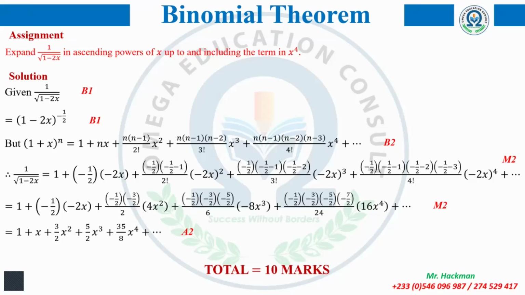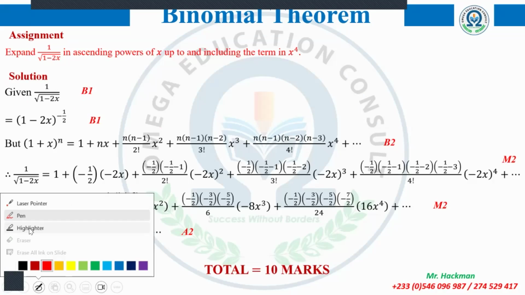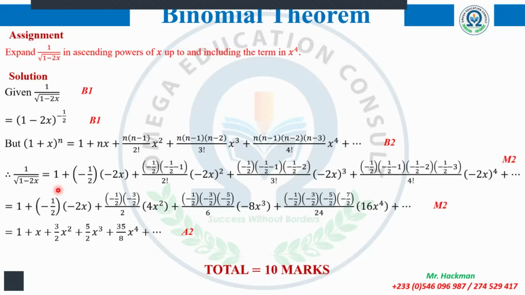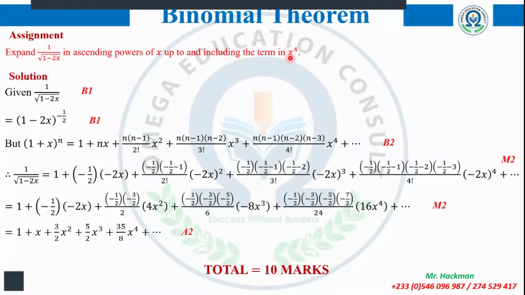And as you have on your screens, this was the assignment. Let me quickly pick the laser. This was the assignment. You are asked to expand 1 over root of 1 minus 2x in ascending powers of x up to and including the term in x to the power 4.